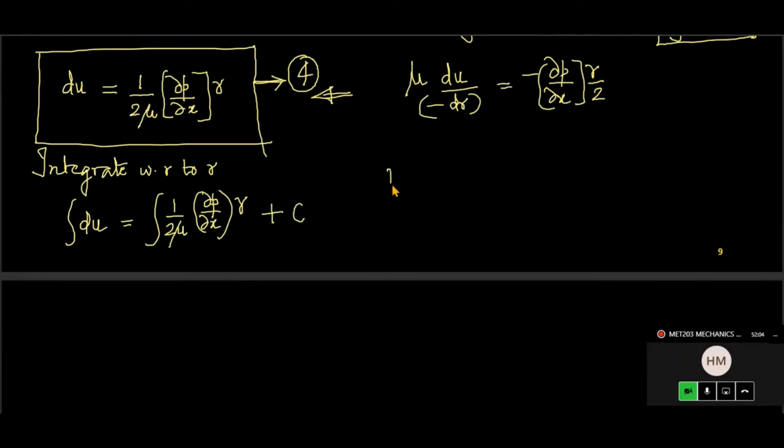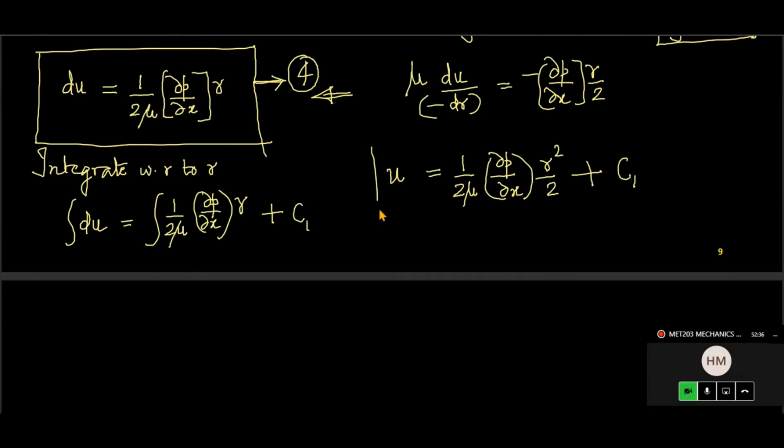The expression will be u is equal to 1 by 2 mu, when you integrate. 1 by 2 mu ∂p/∂x, these are all constants, can be taken out. Then integral r. So integral r is what? It is r square over 2, then plus the constant of integration. So let me write C1.